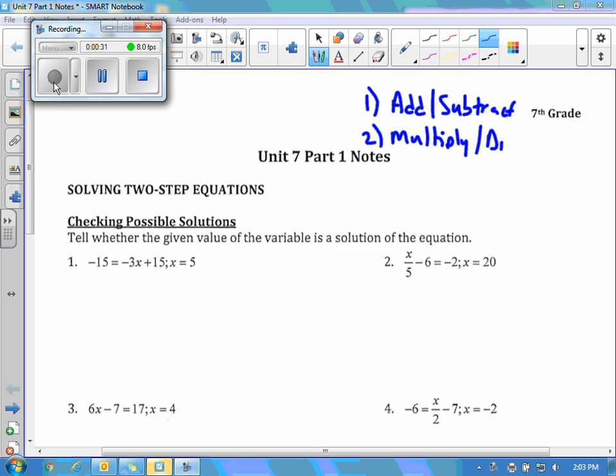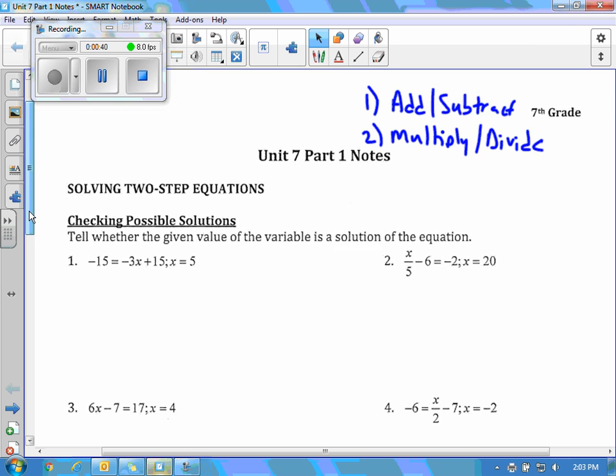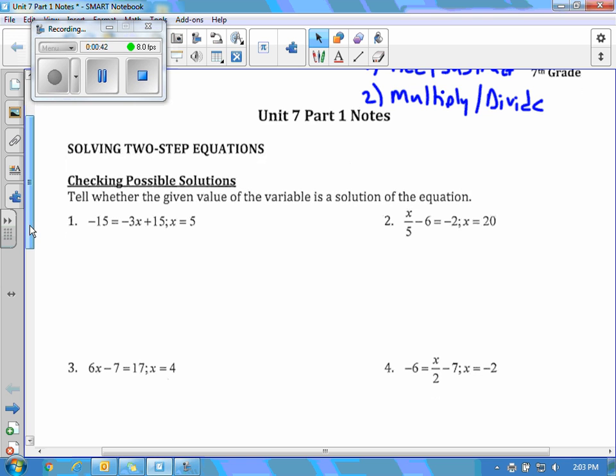Remember, the goal is always the same, though. The goal is to get the variable by itself. So before we actually look at solving equations, we're going to look at how to tell whether or not something is a solution. If you look at our first section, it says checking possible solutions. It says tell whether the given value of the variable is a solution of the equation.